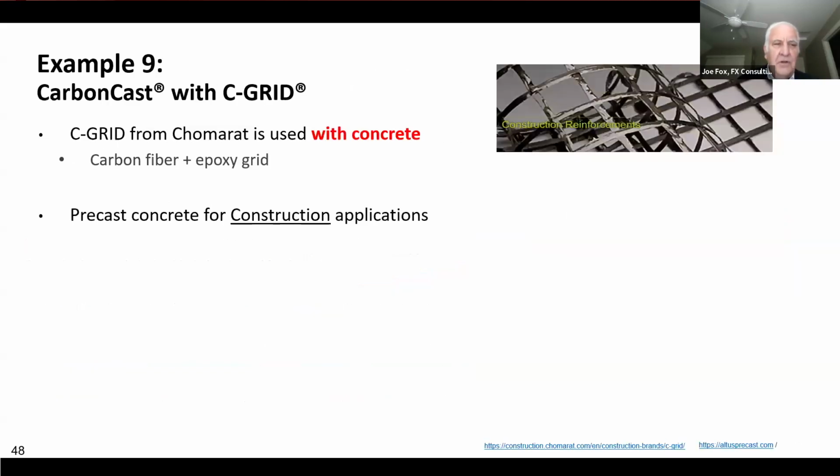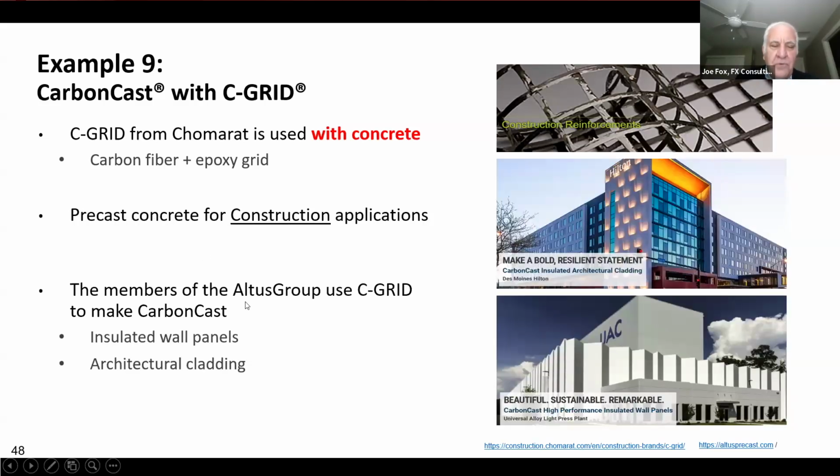One last example. Let's talk about carbon cast with Seegrid. Seegrid is produced by Schomerat, and it is used with concrete. Here's a picture of Seegrid. It consists of carbon fiber in an epoxy grid, and it is typically used more in construction than in infrastructure applications. It's used in precast concrete, and it's used by members of what's called the Altus Group, a group of precast concrete suppliers. They use Seegrid to make what are called carbon cast panels, and they are used in insulated wall panels and architectural cladding, like the exteriors of the two buildings pictured here.